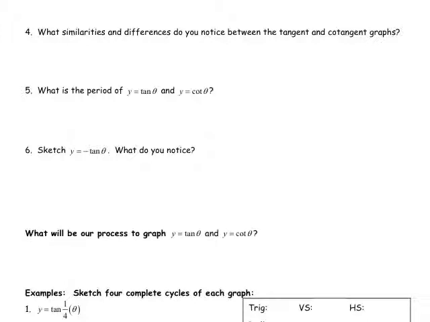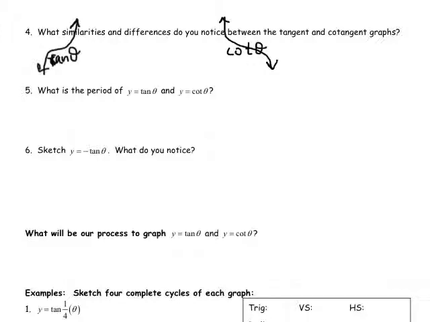So what similarities do we notice? Well, the similarity was that they're both kind of that shape. Tangent theta, we call this increasing when it goes from bottom to top. So tangent of theta is increasing and cotangent of theta is decreasing. But they have that same shape.